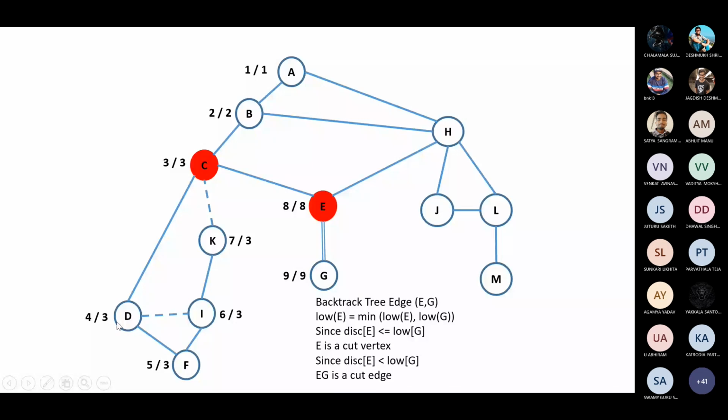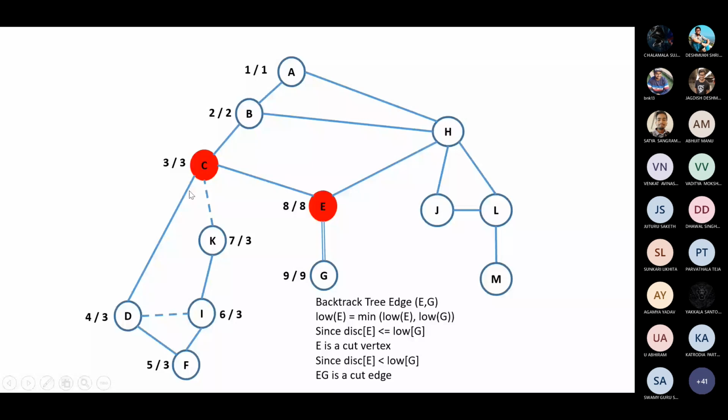D का लो वैल्यू है 3. So you can, इसका मीनिंग ये है कि D से थ्रू बैक एज तुम ये 3 को रीच कर सकते हो. That is why CD cannot be a cut edge. That is why it is less than equal to. But since तुम C को रीच कर सकते हो, तो C will be a cut vertex. Are you getting this point? What is the difference between this less than and less than equal to?